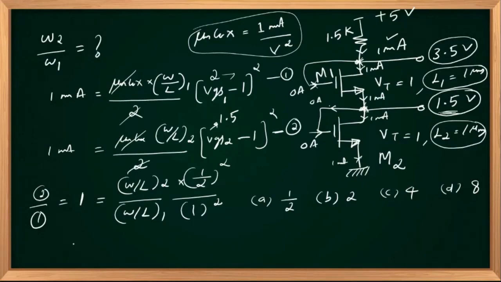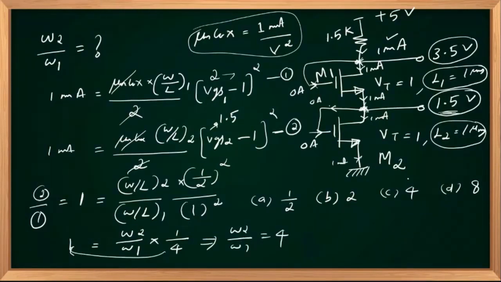Right? So we'll get 1 equals, L will cancel each other, W2 by W1 times 1 by 2 whole square, which is 1 by 4. That implies your W2 upon W1 ratio, 4 will go to the left hand side, equals 4. As you said, it's 4.